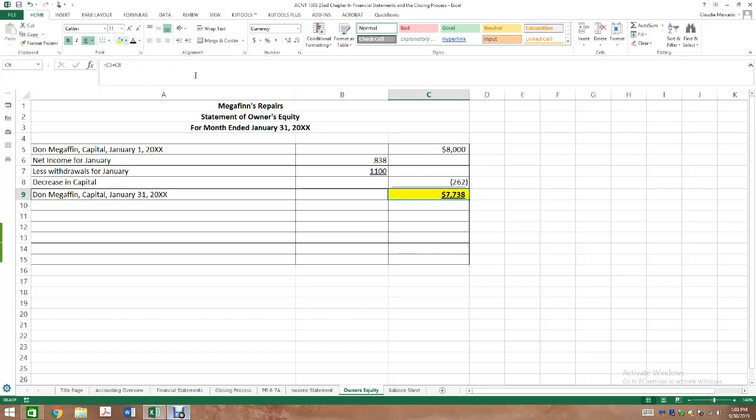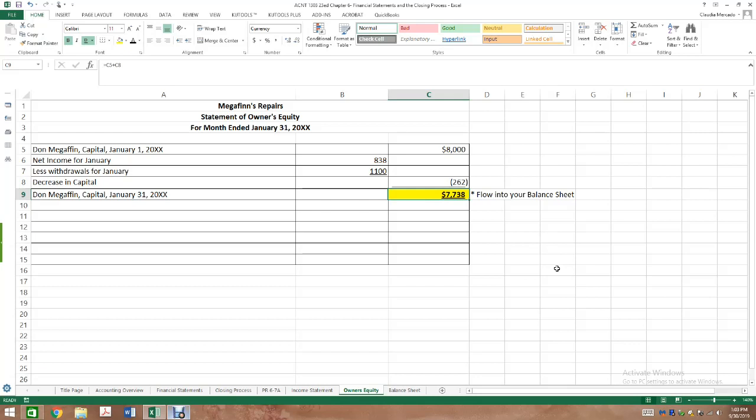Now that number is very important because it's going to flow into your balance sheet. If you see here, the information that you're preparing in each of the financial statements will flow onto the next financial statement and the next financial statement. So that number right there needs to be correct because it's going to be used in your balance sheet. Okay? So your statement of owner's equity is complete.